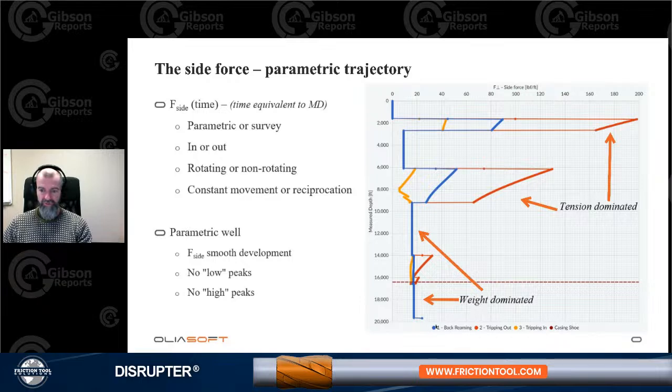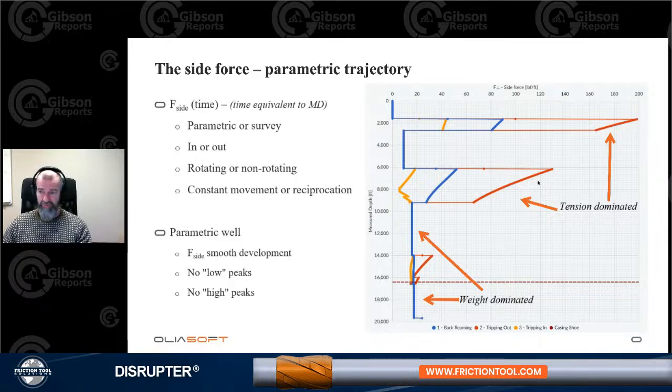Of course, if we start rotating, as was mentioned earlier, you're basically moving the friction into torque. The drag friction is moved into the torque component, and thus, if you're back reaming, you get lower side forces. And here you can see that it actually drops by quite a lot. It's getting much closer to the tripping in side forces than it is to the tripping out.